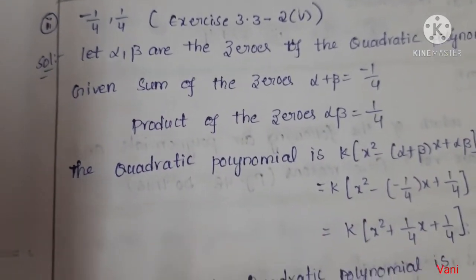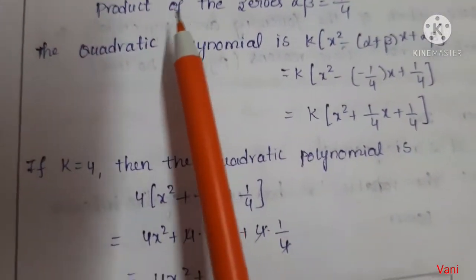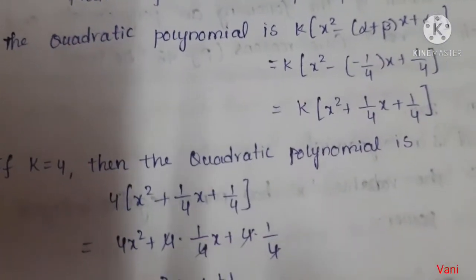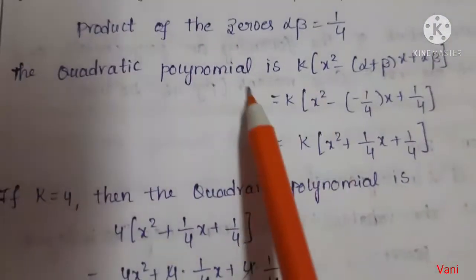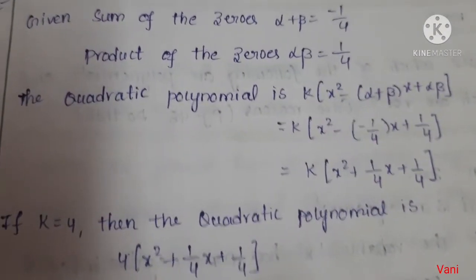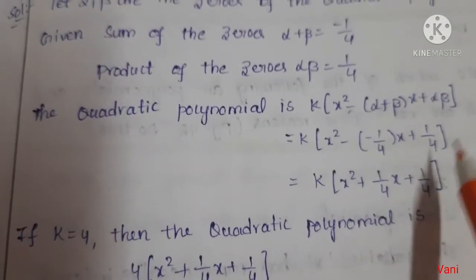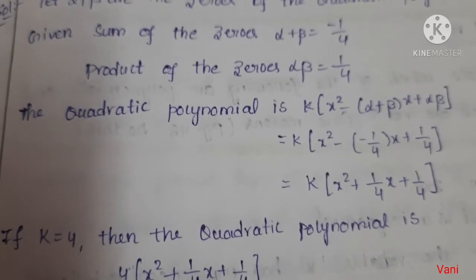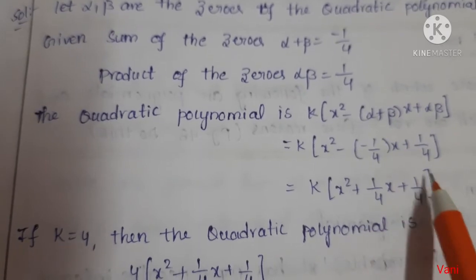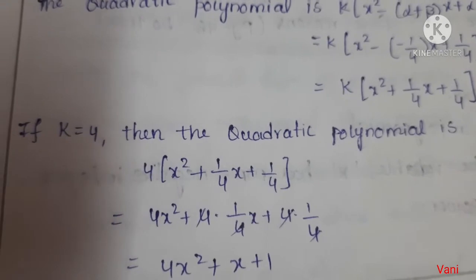So now we have the alpha plus beta value. So substitute in the quadratic polynomial formula. The quadratic polynomial is k of x square minus alpha plus beta into x plus alpha beta. So k of x square minus of alpha plus beta value, which is minus 1 by 4. So k x square minus of minus 1 by 4 into x plus alpha beta value, which is 1 by 4. So k of x square, minus into minus gives plus, 1 by 4 into x plus 1 by 4. So k of x square plus 1 by 4 into x plus 1 by 4.